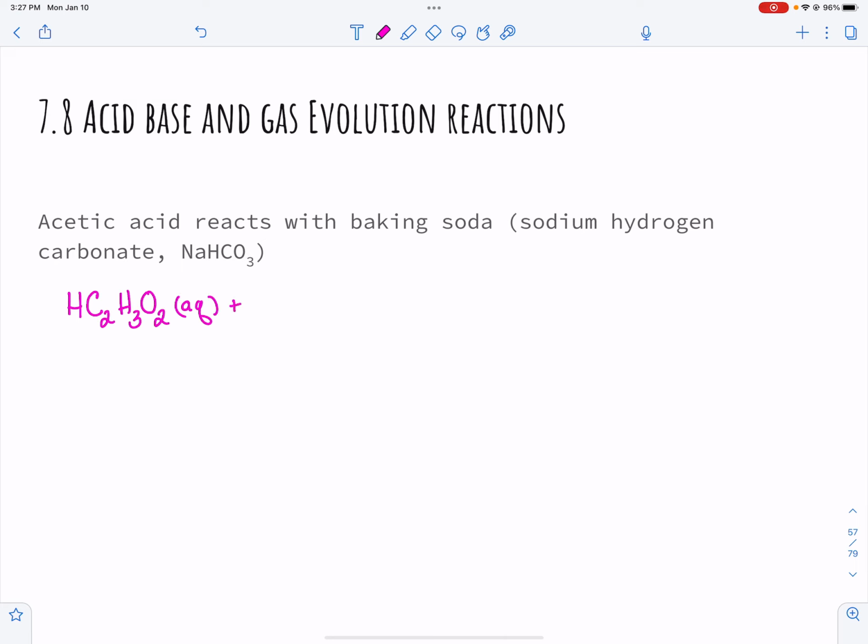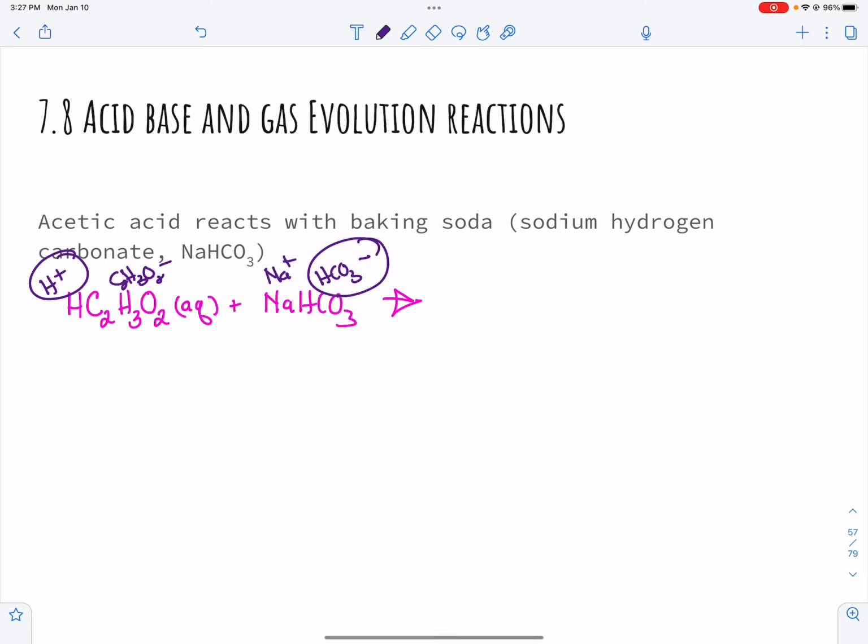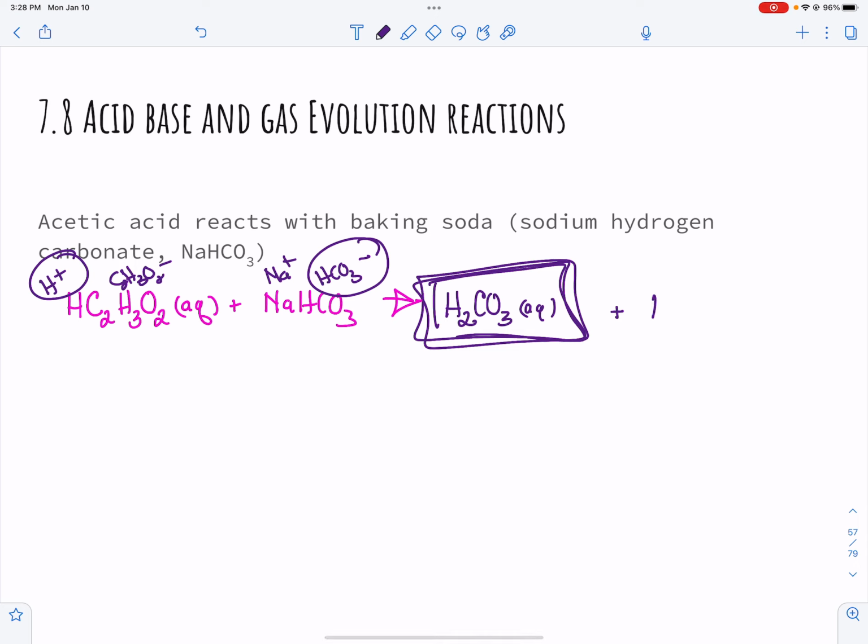NaHCO3. We are doing the exact same thing, the positive of one and the negative of the other. Positive of one, negative of the other. H2CO3, and that's aqueous, but when I see that, a little light bulb goes off that says that's going to decompose. The other compound that's formed is sodium acetate, and that's aqueous. So this guy immediately decomposes into H2O liquid and CO2 gas.